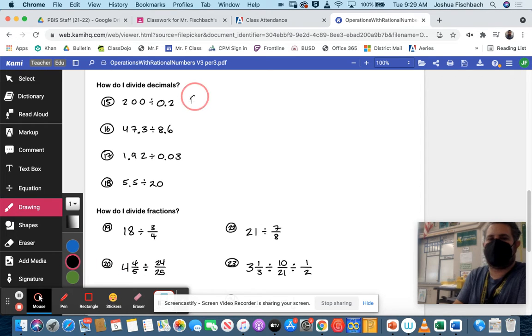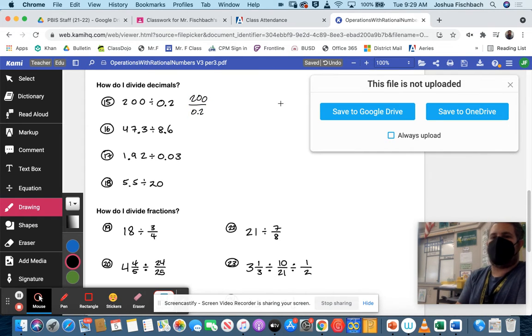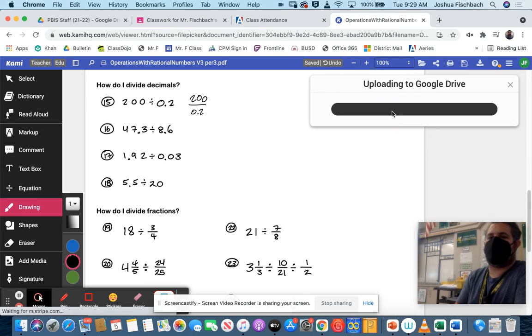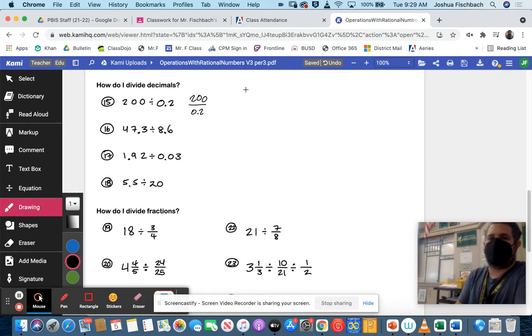You can think of this on your paper, you can write this down as 200 divided by 0.2. That's exactly the same thing. Now, when you're setting up the algorithm for division, you have to remember that it's always the top that goes inside and the bottom that goes outside. So for number 15, you're going to have 200 on the inside and the 0.2 on the outside because you are dividing by 0.2.